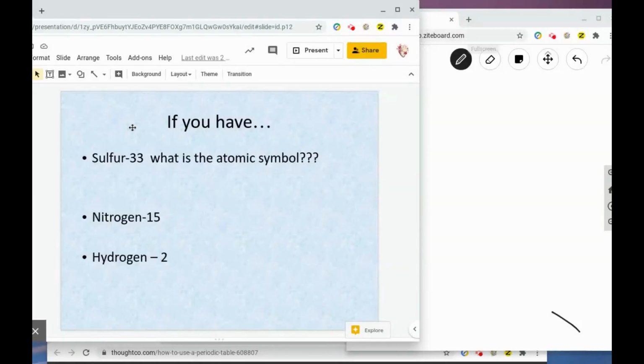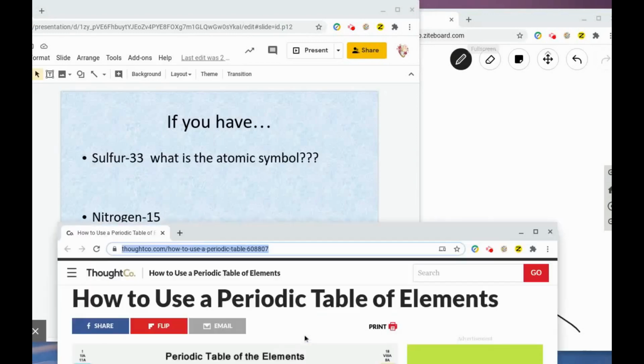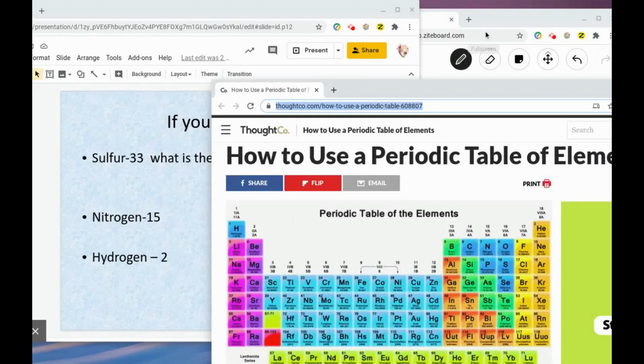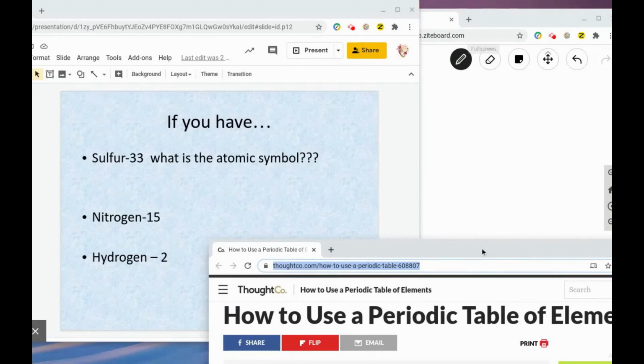Now in this sample problem, we have sulfur 33, and it wants to know what is our atomic symbol. So we're going to need to use the periodic table. So I'm going to pull up this tab. We've got sulfur, which is a symbol of S, with an atomic number of 16. So I'm going to write S for my symbol. Our atomic number goes on the bottom, and then my mass number of 33 goes on the top.